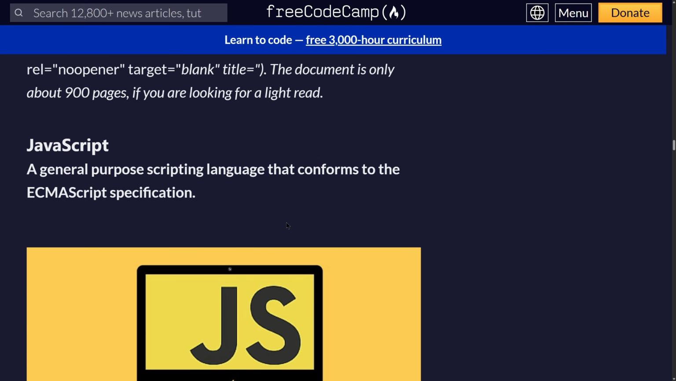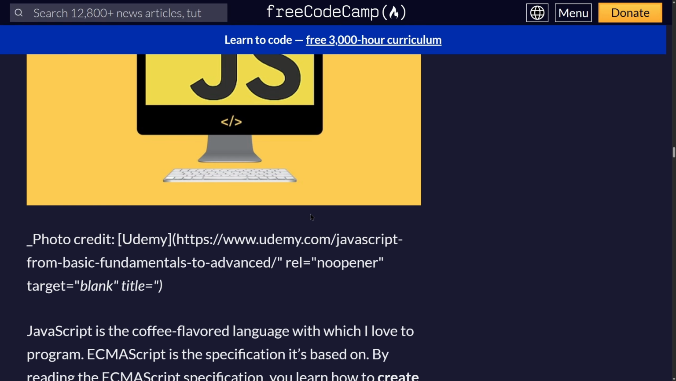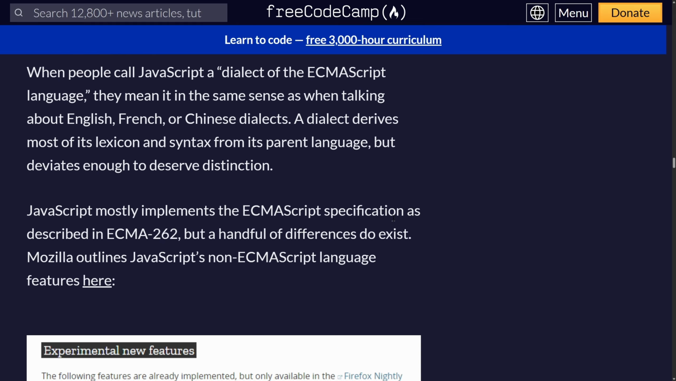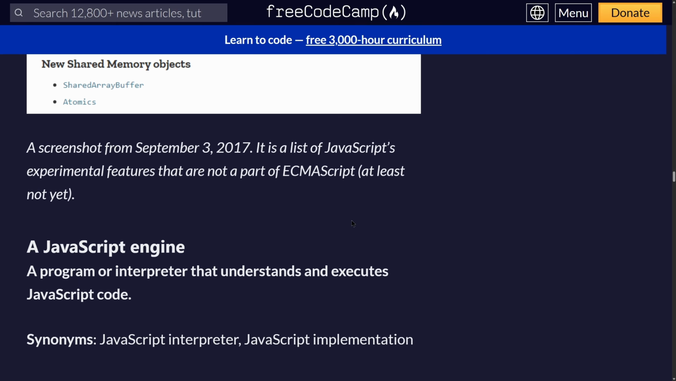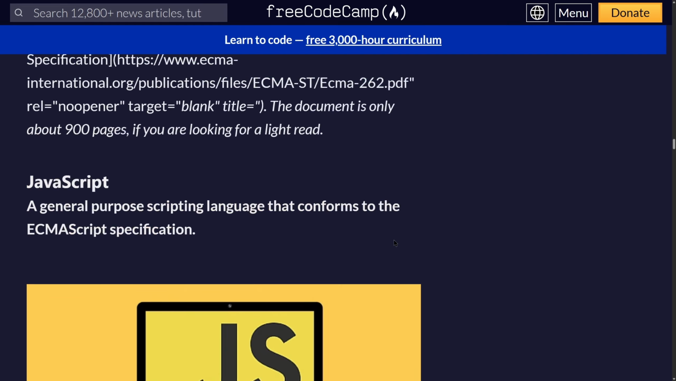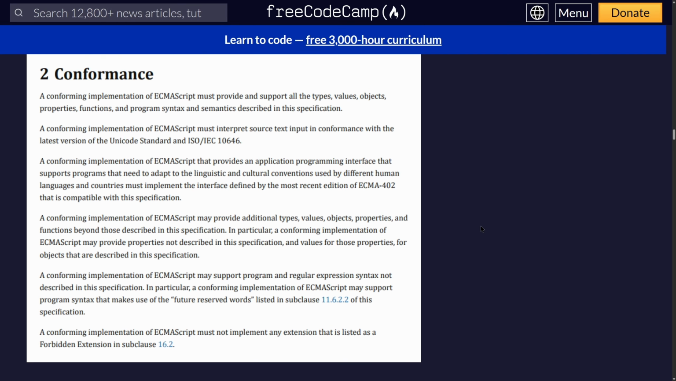So now what exactly is JavaScript? JavaScript is a general purpose scripting language that conforms to the ECMAScript specification. Okay, I hope that makes sense. So ECMAScript is the specification for a general purpose scripting language, and JavaScript is a general purpose scripting language that conforms to the ECMAScript specification. Okay, so this is basically it. Okay, and here is some of the other things here. All right, so I hope that makes sense. So this is the difference between ECMAScript and JavaScript.